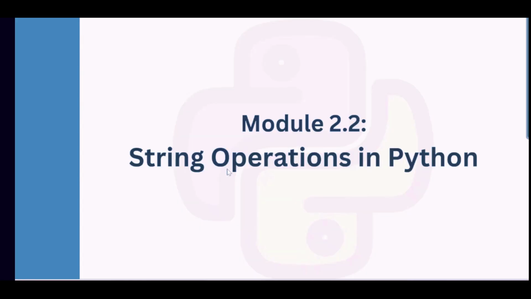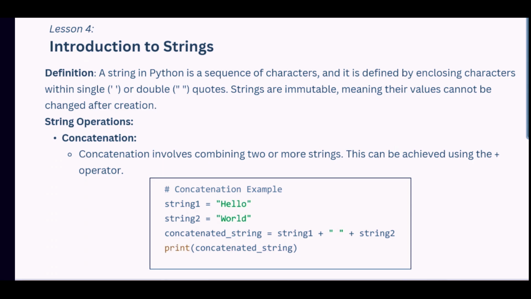Let's begin the last module of this Python course, which is string operations in Python, okay. I hope you already know what a string is by now. It's a sequence of characters which is written inside single or double quotes, okay. Again, strings are immutable, which means that the values inside a string can't be changed. For example, if string 1 is hello, and we want to replace this e with some other value, that is not possible.